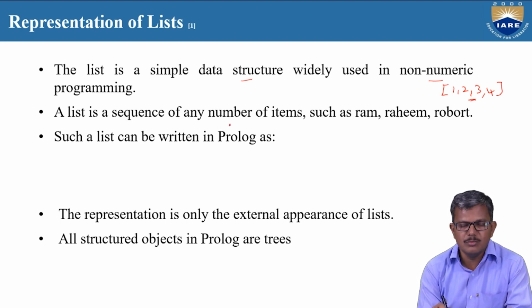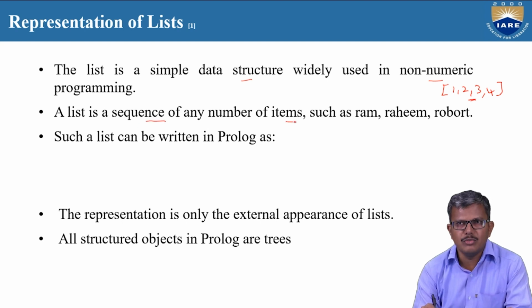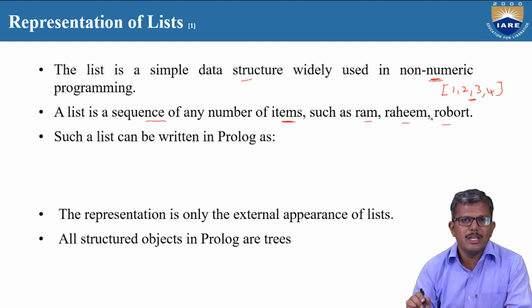Or otherwise, in simple words, it is a sequence of any number of items. As I used the word non-numeric programming, I want to take examples of strings, and I am calling these strings items. If a list is a sequence of any number of items, what items am I taking here? One is Ram, another one is Rahim, and another one is robot. Using these three items we frame up a list, and we say that a list is a sequence of such items.